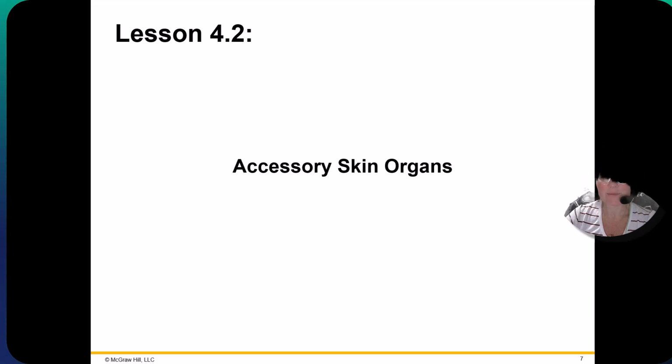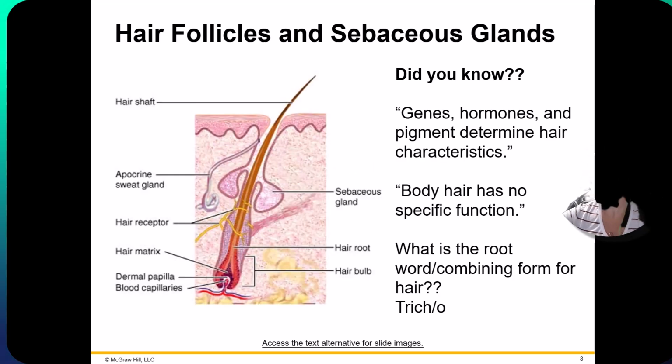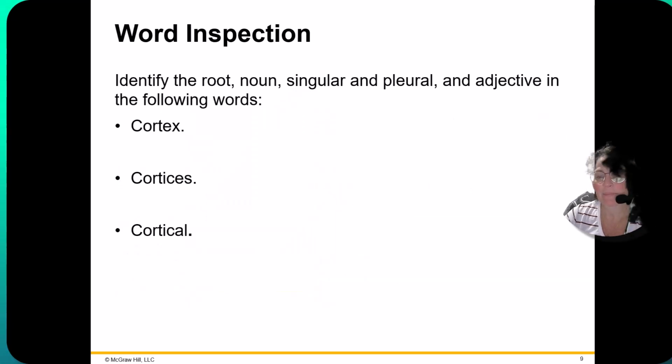Well, then we have accessory skin organs. And if you take a look in your book on page 62, you'll see this figure right here, and you can see the different accessory organs that are in the skin. And these accessory organs either have no function or they have a function within the skin.